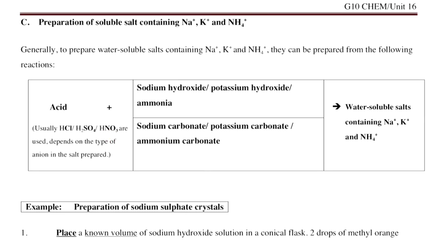Then we're going to react it with sodium hydroxide, potassium hydroxide, or ammonia, or we can use a salt like sodium carbonate, potassium carbonate, or ammonium carbonate. Remember, all the substances that we suggest here are soluble compounds. After the salt or the base reacts with the acid, we're going to have a water-soluble salt that contains the sodium, potassium, or ammonium ion in it, and that's our target salt.